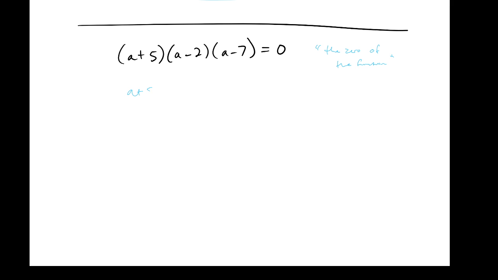So I have 3 different problems I have to set up here. Right? So a plus 5 equals 0, a minus 2 equals 0, and a minus 7 equals 0. So a being equal to negative 5, a being equal to 2, and a being equal to 7. So those are my 3 solutions there. Okay?